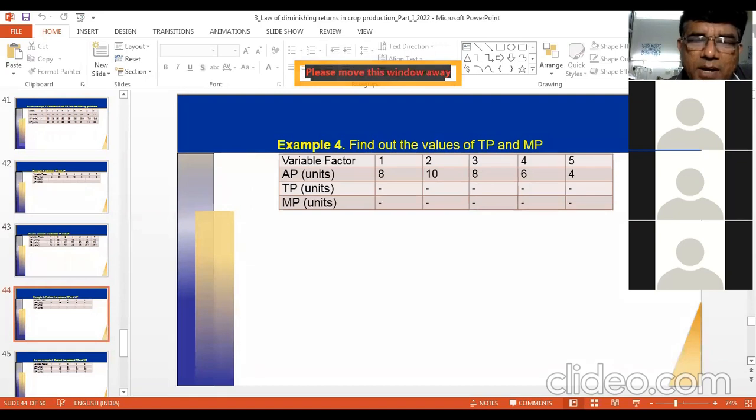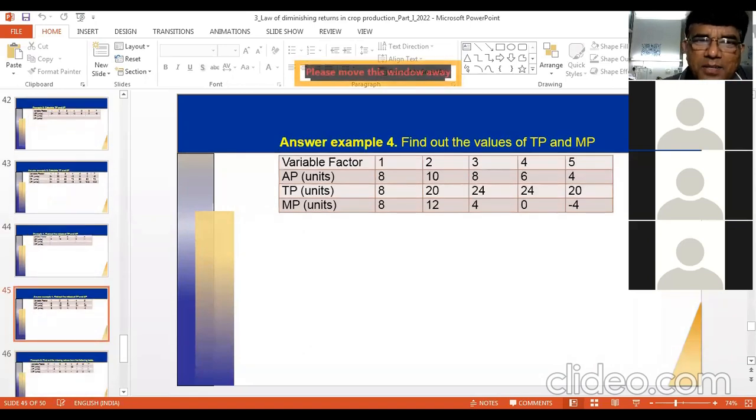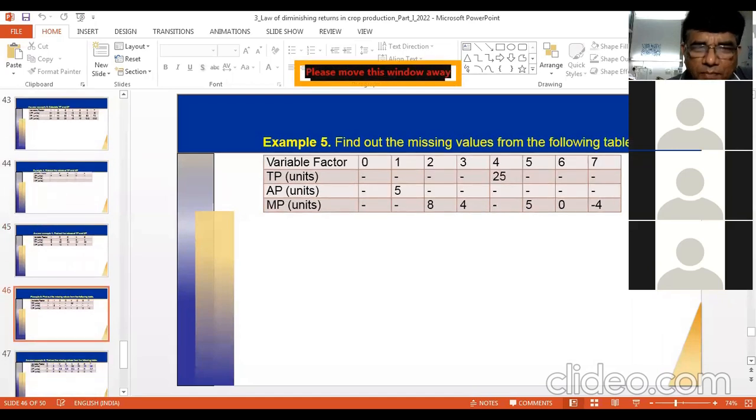Then in the same kind of question, AP and variable factor are given. You need to calculate TP and MP. Will you do it or not? Do practice, yes, sir. These answers are also given. Now things become a bit complicated. Such kinds of questions sometimes come in your IES exam, PCS exam, or something like that. So have a try on this example. Use your brains and solve it.